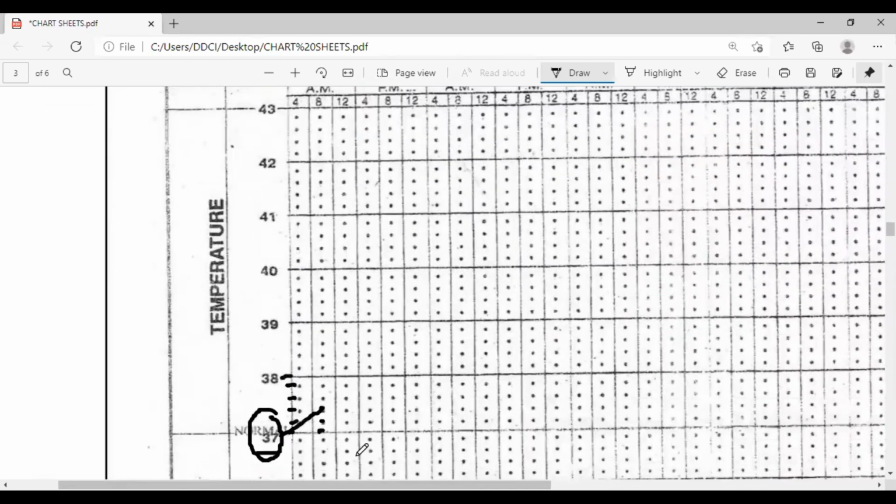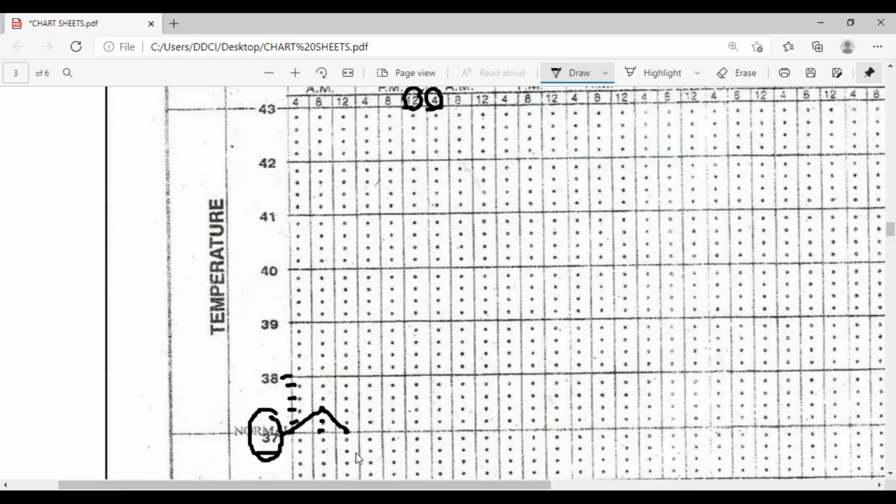After that, if you're going to check the temperature of the patient around 12 p.m., the patient's temperature now is, let's say, 37. So 37 is here. You just have to connect it to the previous dot, and so on and so forth. But it's very important that when assessing, especially at night, so that's 12 a.m. and 4 a.m., you use red.